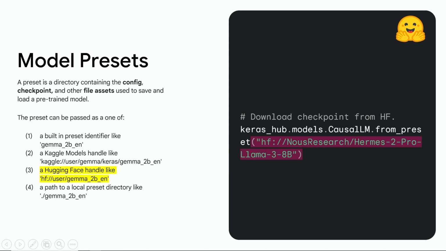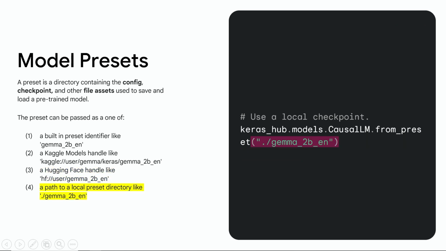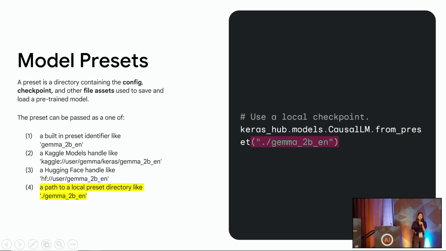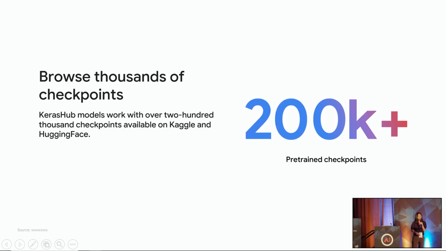Note, you're not limited to using checkpoints that are developed by Keras. You can use any checkpoint that's compatible with the model architecture. So here we have one that is from this research lab called Nous Research. I think that's how you pronounce it. It's French. And then, of course, you can also just use a preset that you have saved locally. And so with that, we have over 200,000 checkpoints on Hugging Face that are compatible with Keras Hub models.